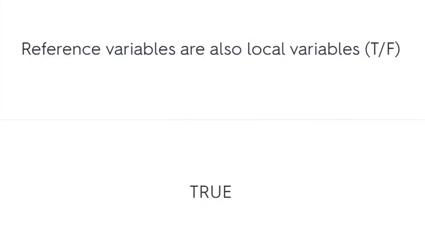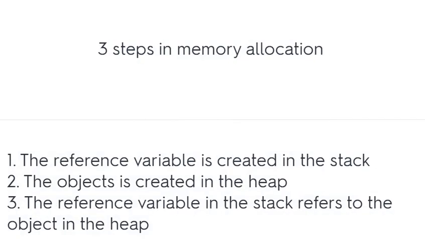Reference variables are also local variables. True. 3 steps in memory allocation. 1. The reference variable is created in the stack. 2. The object is created in the heap. 3. The reference variable in the stack refers to the object in the heap.